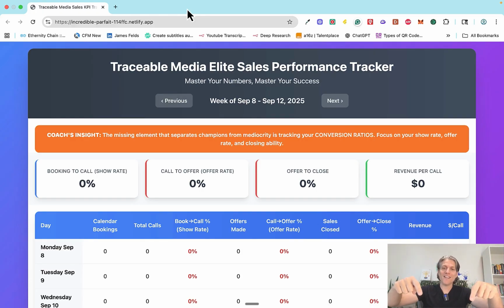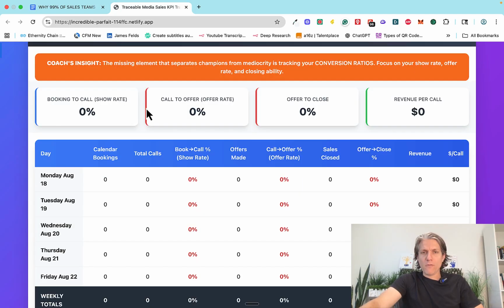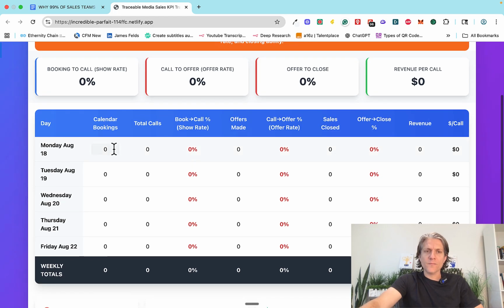So let's jump right in. I'll walk you through exactly how it works, step by step. The show rate, offer to close rate, and then revenue per call like we talked about. You're gonna be able to go ahead and use this.